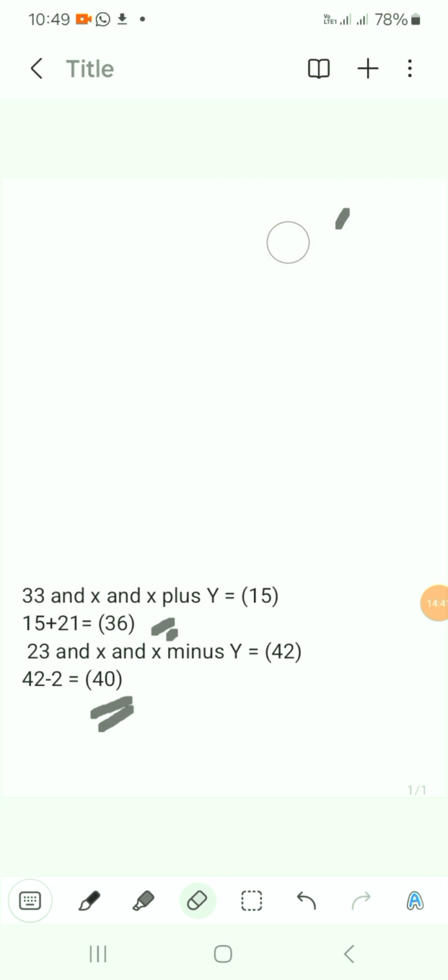For lunchtime, it was 33 and 23. I will change this one. Now, let us move on to tea time.